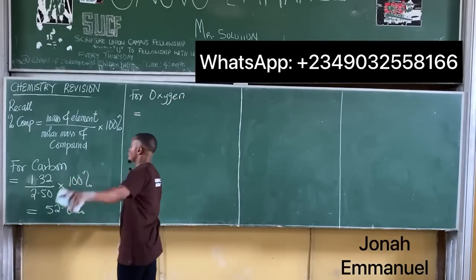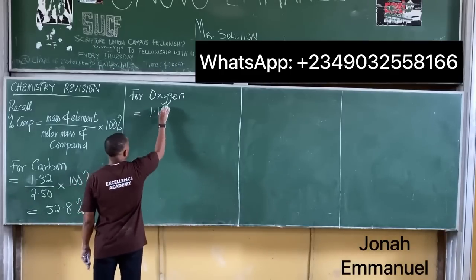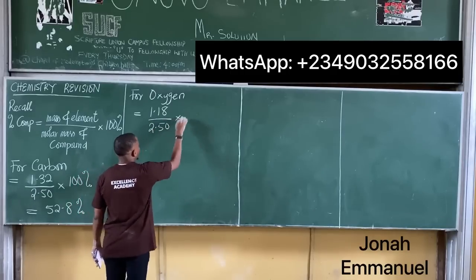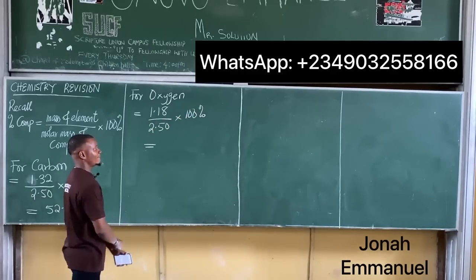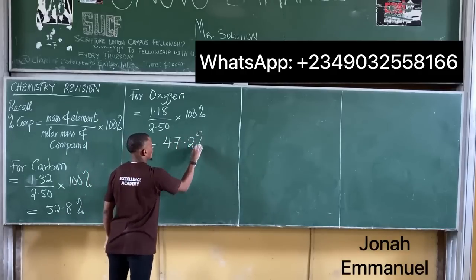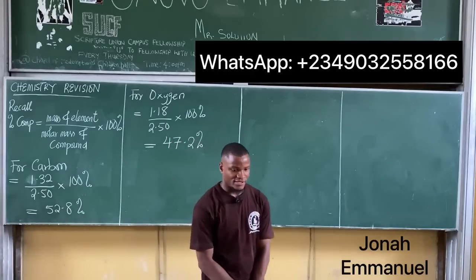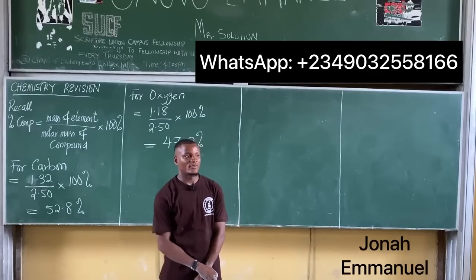Okay. Let's take oxygen. Please check your mass of oxygen there. The element now is oxygen. 1.18 all over the mass of the compound, times 100%. Please give me the final answer. 47.2%. So I have this. If I have this now, I can start doing empirical formula.